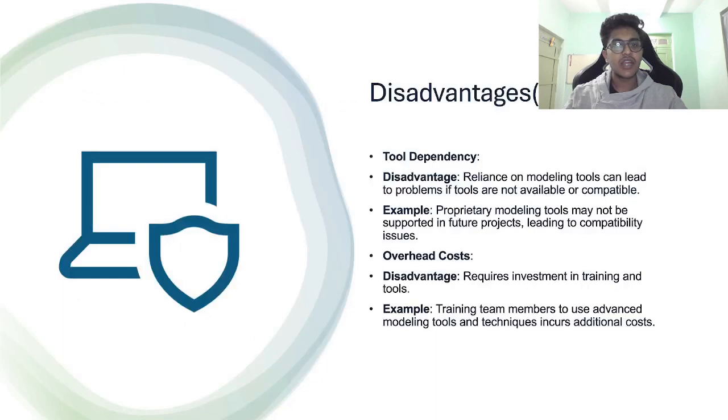So moving on with the continuation, we have tool dependency. Disadvantage here is reliance on modeling tools can lead to problems if tools are not available or compatible. Example here is proprietary modeling tools may not be supported in future projects, leading to compatibility issues. Overhead costs. Disadvantage here is requiring investment in training and tools itself. Example is training an entire team to use advanced modeling tools and techniques is going to incur additional costs.